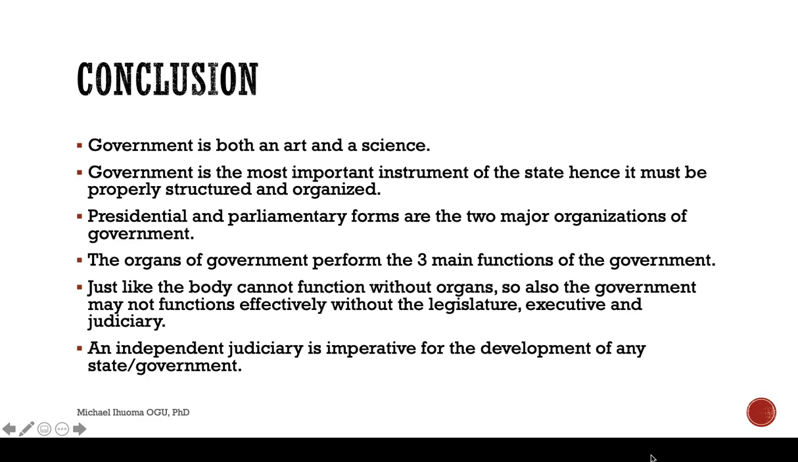So the executive implements the law, the legislative makes the law, while the judiciary interprets the law. These are three functions that must be performed by every state, and so the three organs of government must be present in every state to perform these three functions. But we've also said finally that the judiciary must be independent, and we've talked about some of the steps that are taken to ensure the independence of the judiciary.